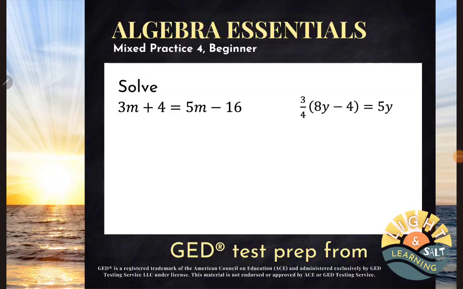Hello, algebra students. Let's review solving multi-step equations. First example says 3m plus 4 equals 5m minus 16.